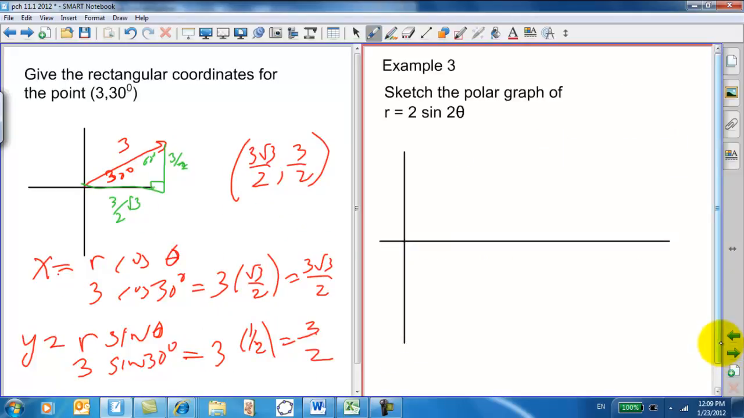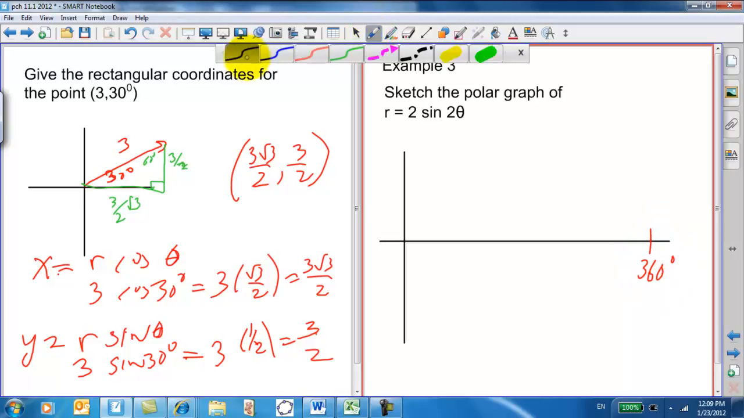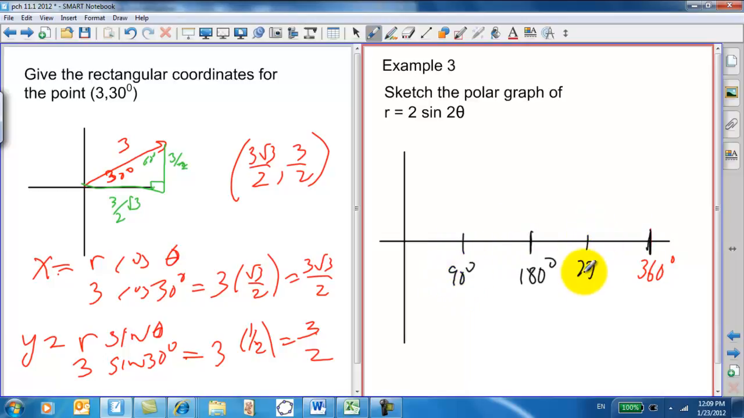Now sketch the polar graph of sine 2 theta. Okay, so a little more practice now sketching polar graphs as promised. Here we go. Let's go from 0 to 360. I'm just going to label this: 180, 90, 270. But now since it's 2 theta, it's 2 on the outside, so we're going to go up to 2, down to negative 2.